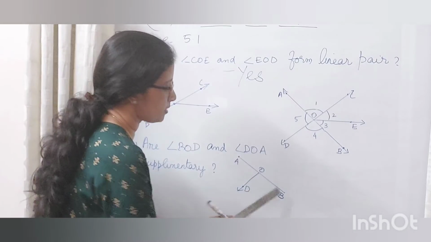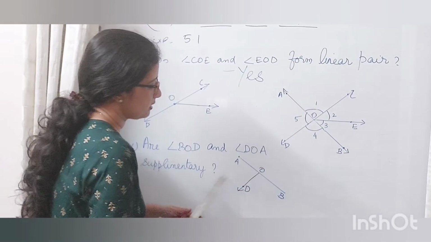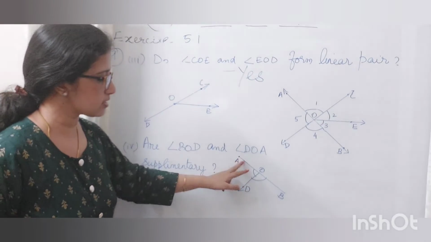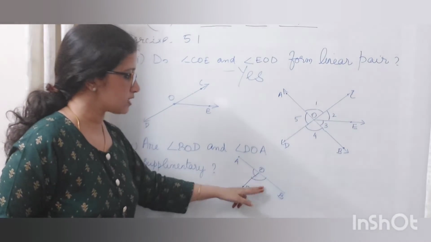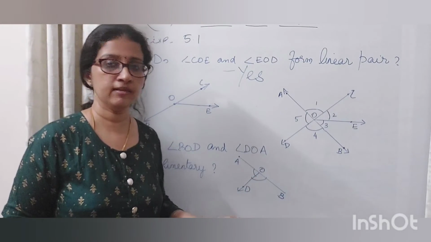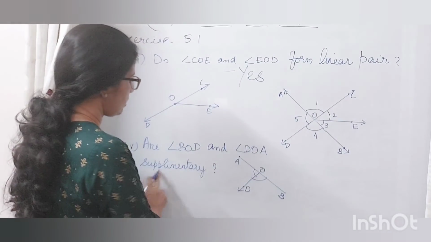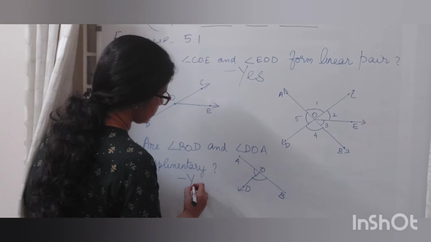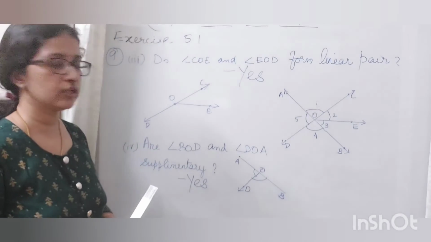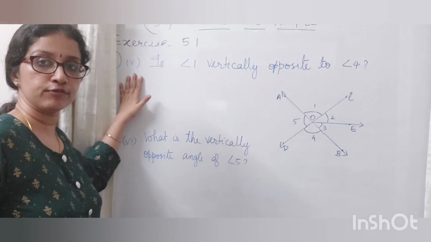Now this AB forms a straight line. This is a straight line, and the sum of this angle and this angle will obviously be 180 degrees because this forms a straight line. So if the sum of two angles is 180 degrees, both the angles are supplementary, right? So angle BOD and angle DOA are supplementary. So the answer is yes, they are supplementary. Now let's move into our fifth question.